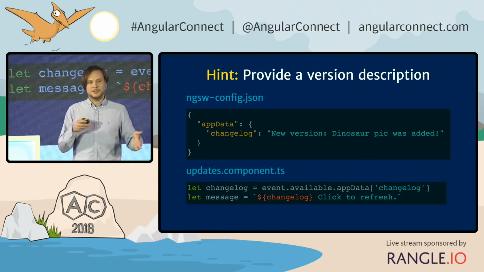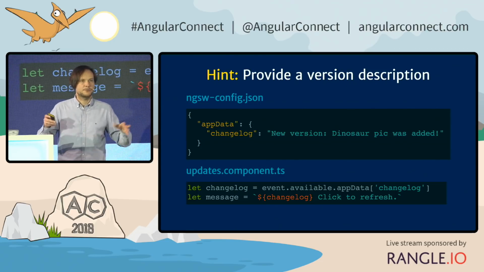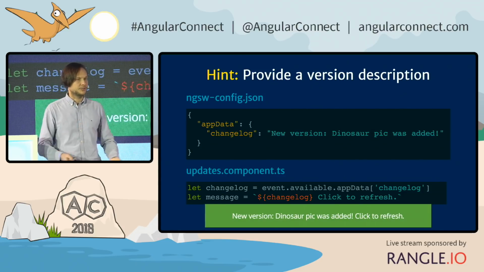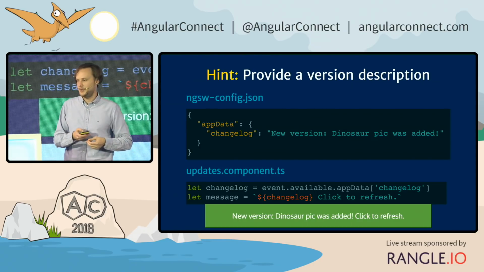And in this available observable, there is access to the property of this. So instead of showing this default message, we can show something like this. Why not? It could improve user experience.